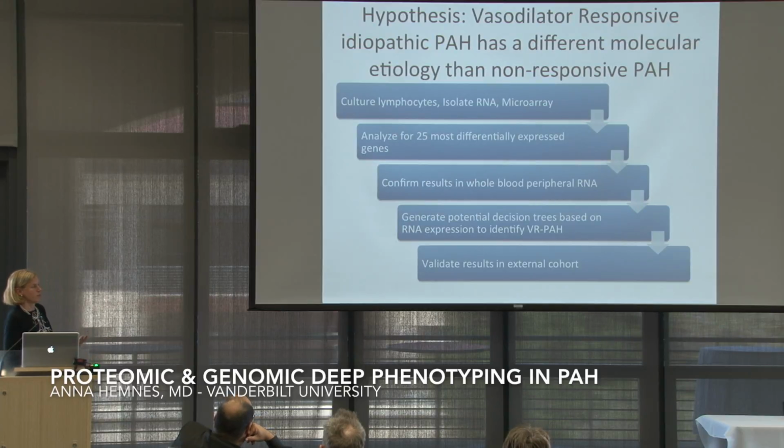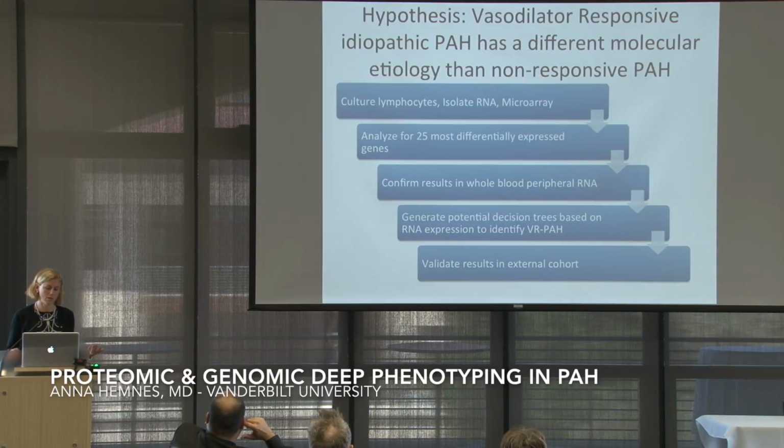So obviously nobody's ever going to be able to do this cultured lymphocyte business at the bedside, so we decided we needed to confirm any results we had in whole blood peripheral RNA, so RNA that's just drawn out of somebody and isolated and done qPCR on. And so we then generated potential decision trees based on this RNA expression to identify vasodilator responsive PAH.